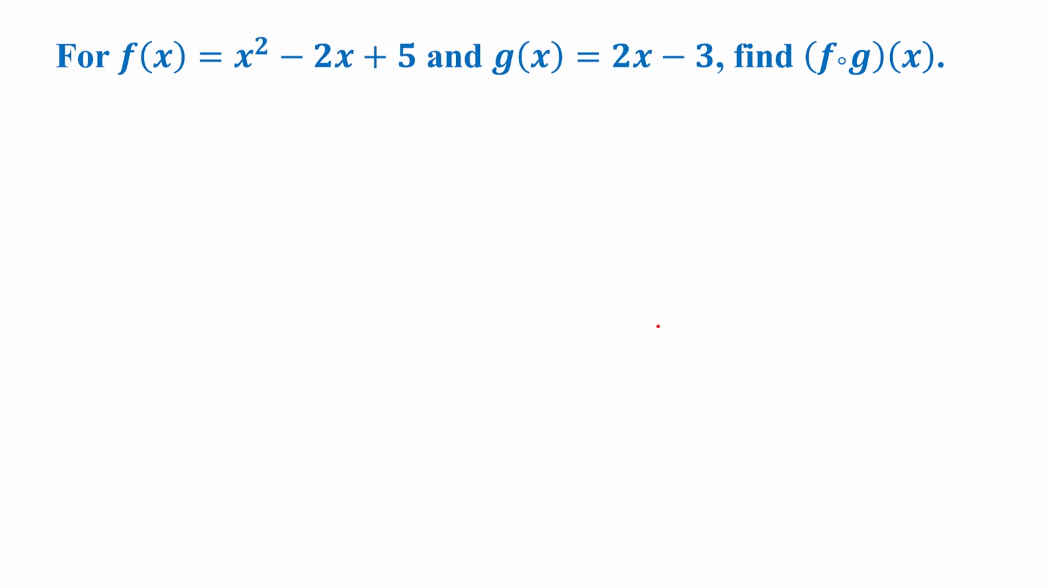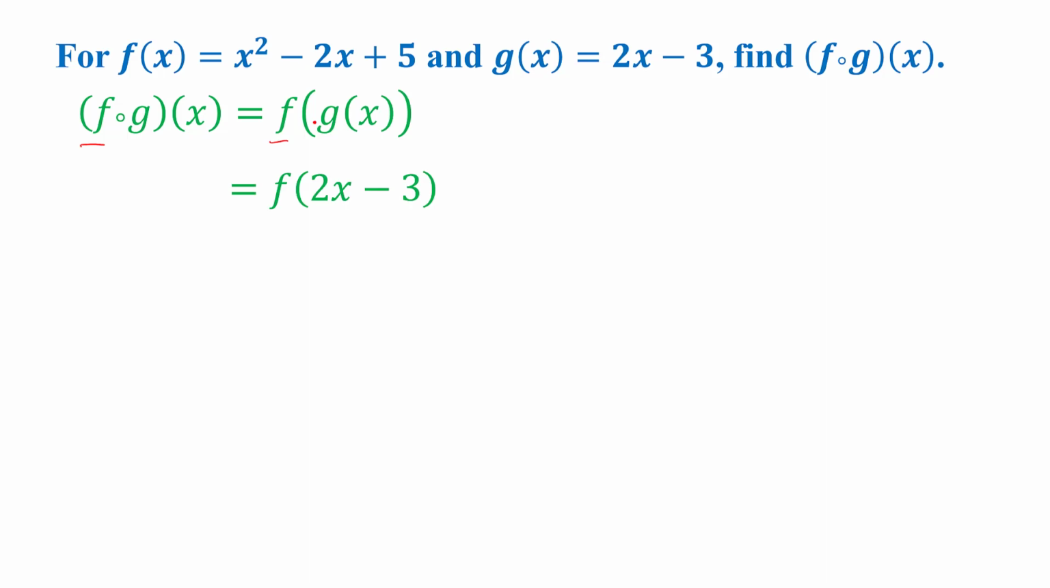For f of x equals x squared minus 2x plus 5, and g of x equals 2x minus 3, find f composed with g of x. So note this is different than g composed with f of x. And it helps to, in the first step, write out f composed with g of x equals f of g of x. I always put this first step in because it sometimes helps me to write things down along the way to keep from making mistakes.